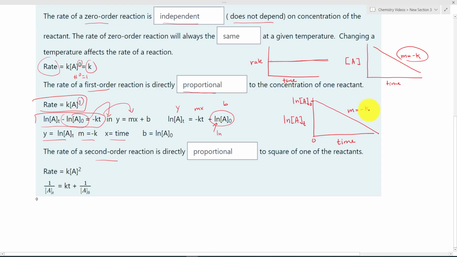So be very, very careful. You have to keep that in mind. That's the characteristic of the first order. And of course, we're going to look at it more carefully later on. Now let's move on to the second order.